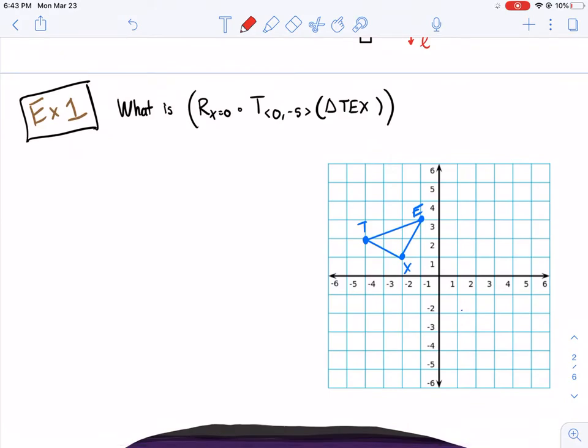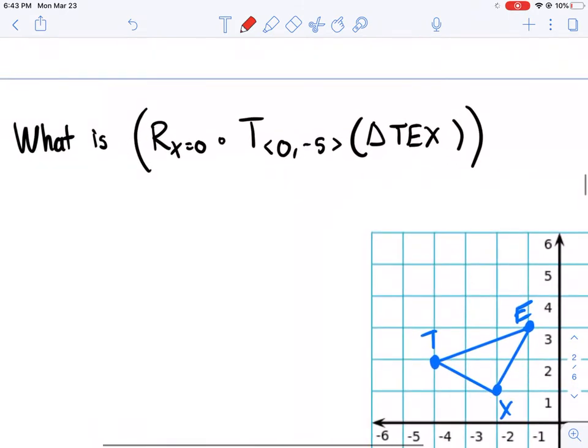So what is, and it looks like a mouthful, we have R x equals 0, this little symbol here, T 0 comma -5 triangle TEX. Okay, so we've got to break this down. There's a lot of information here, but it's all good. First thing we recognize is this is a composite. The giveaway might be that there are two different types of transformation notations going on, so that's a clue. And that little symbol there, the little circle, is a giveaway that it is a composite transformation.